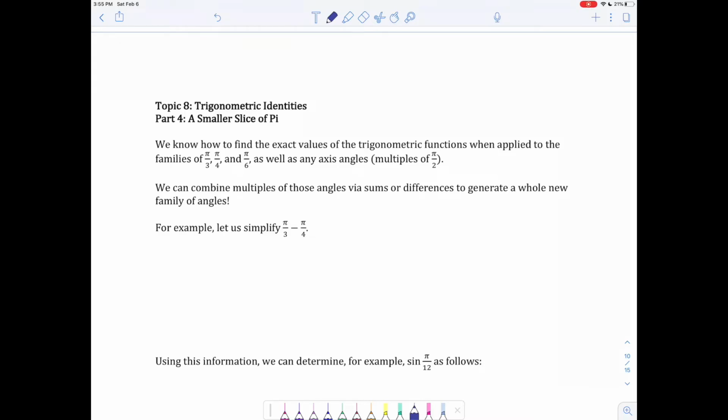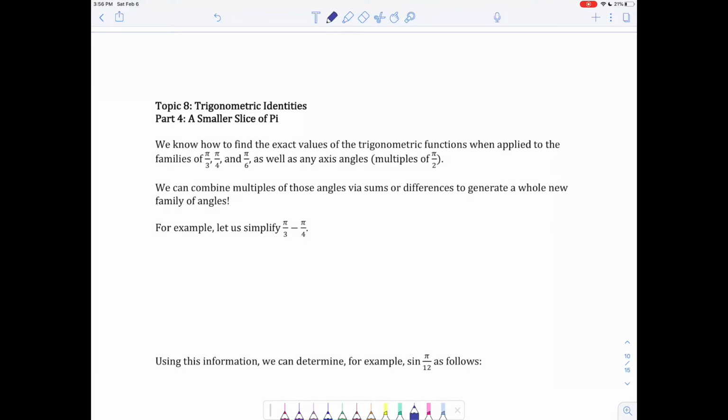We know how to find sine, cos, and tan of pi over 3, pi over 4, pi over 6, or any other angles in those families. And we also know how to find sine, cos, and tan of any of the axis angles, which are just multiples of pi over 2. We can also use our secondary trig ratios or trig functions and find those as they apply to these angles. And thus far, those are the only exact values that we've been able to find.